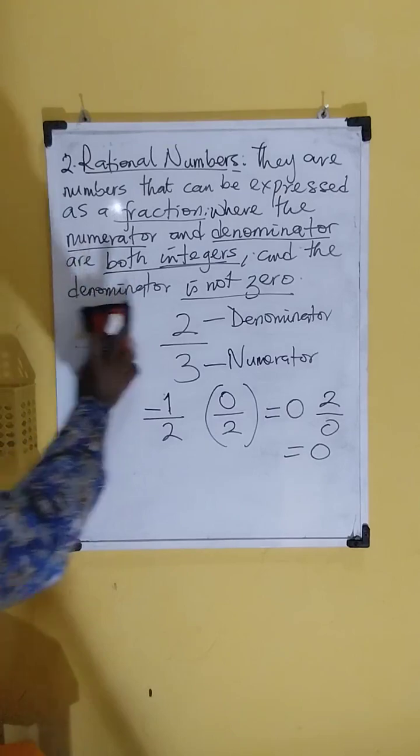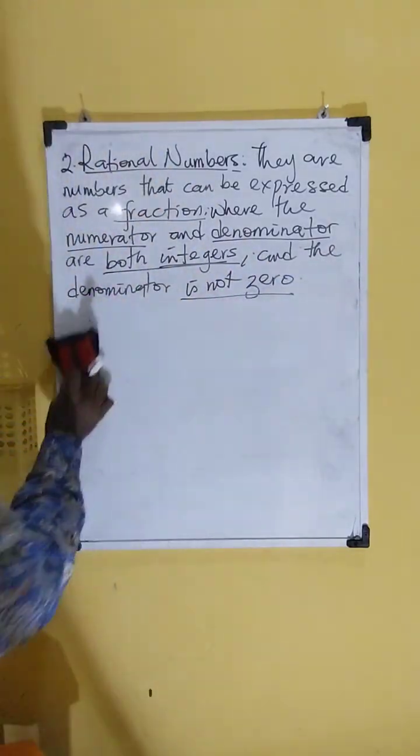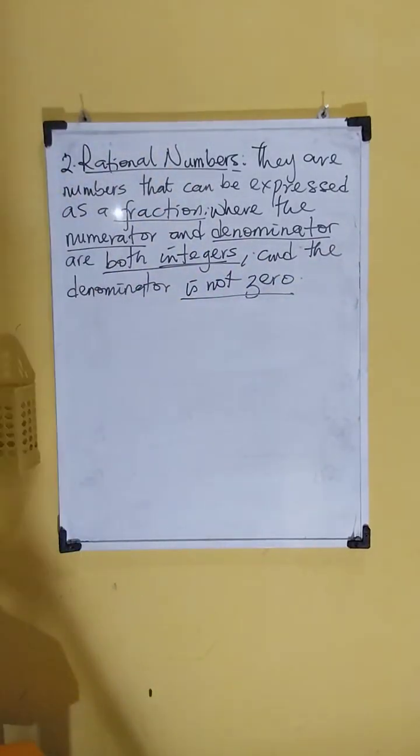So I've said that rational numbers include fractions. Hello, sir. Can I ask a question? Go ahead and ask. Okay, based on your explanation, what if the numerator is 0? Does it still reflect that it's a rational number?